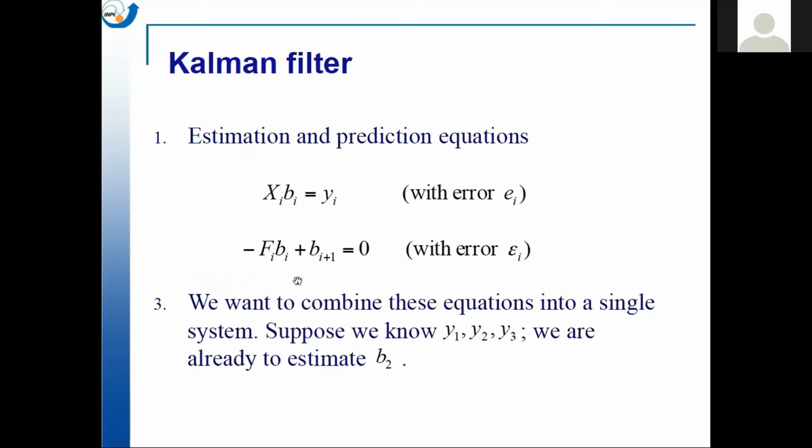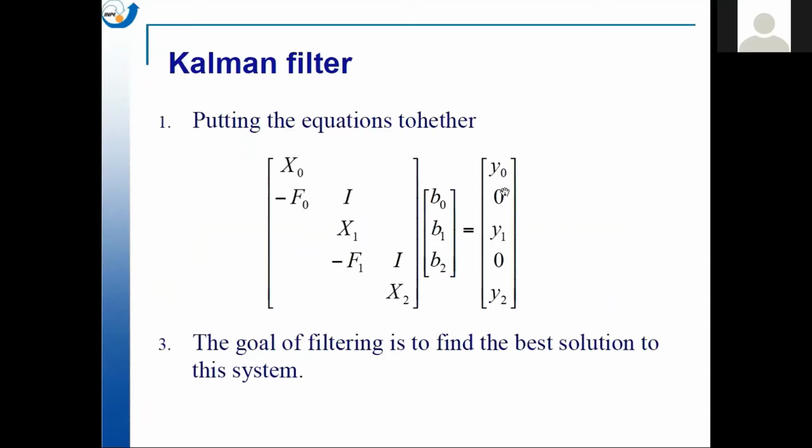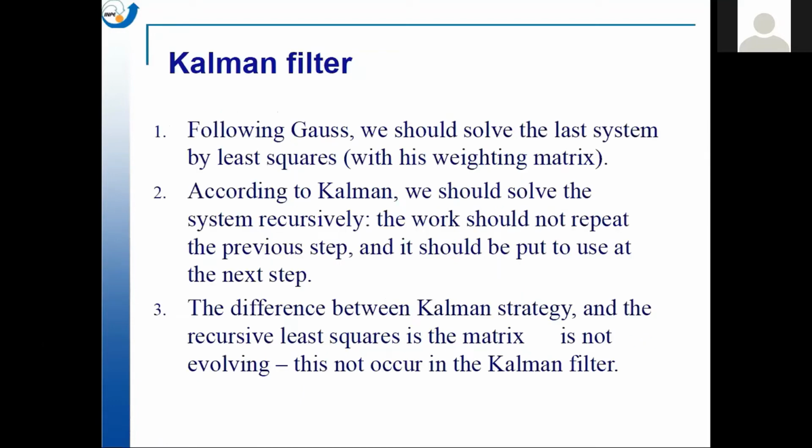Okay, and so I have this one additional equation, and this additional equation is our equation for prediction. And so how can I combine these two equations? Well, if I have three different measurements, I can combine all of this, and so I drop in a standard least square approach. This is according to Gauss, but according to Kalman, you are going to do something different. You are going to take into account this recursive least square.